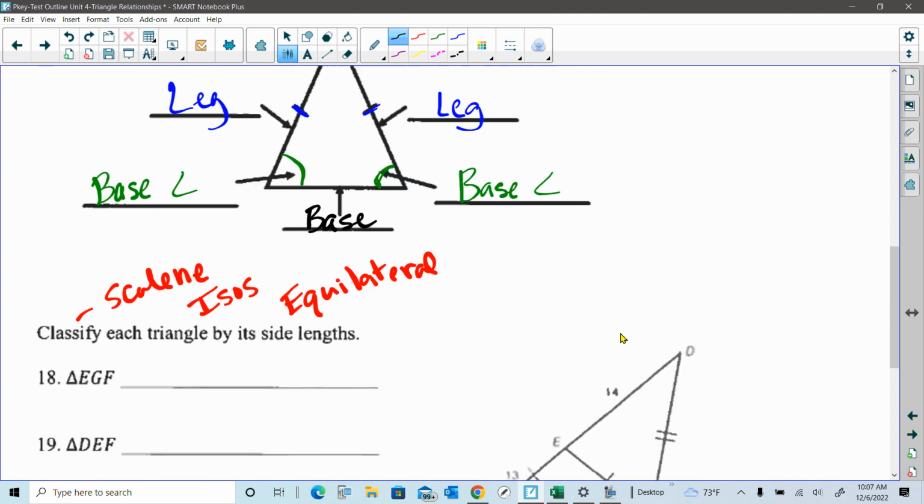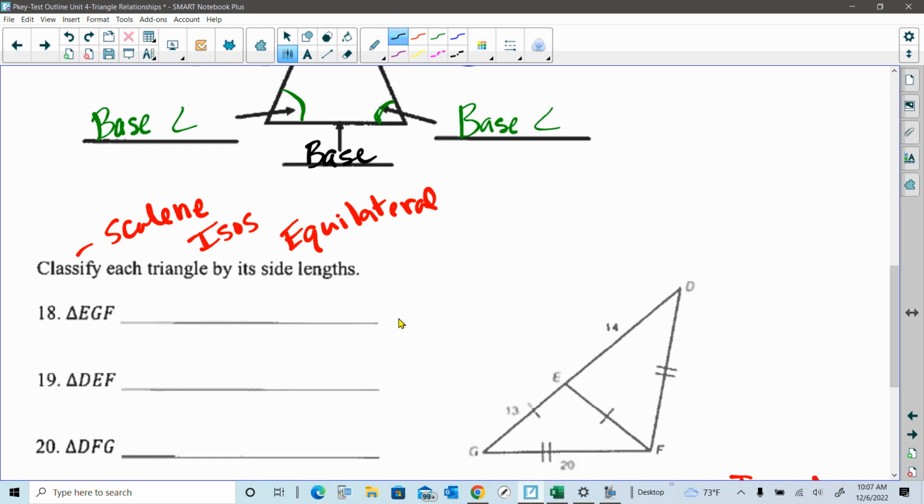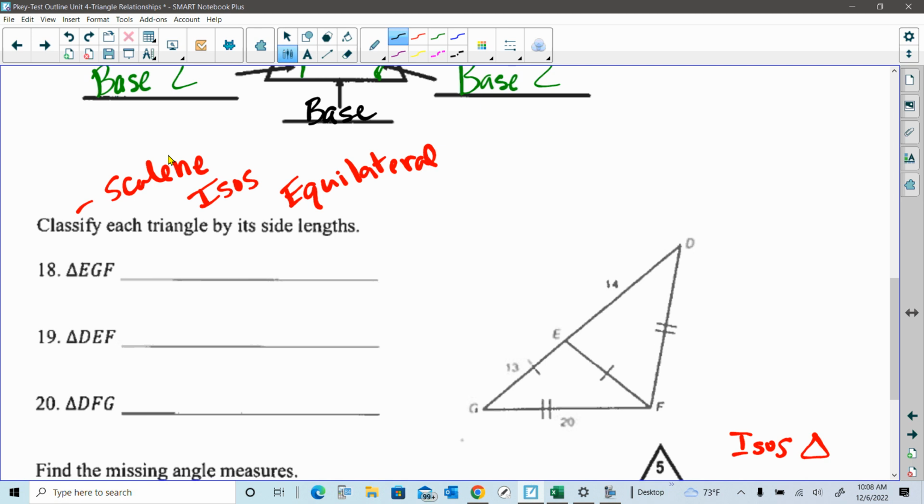All right. Make sure you can classify. So there are 3 questions on just classifying triangles. So there's no real work. You just have to show you know the term and you can identify it on a diagram. So make sure you know what a scalene triangle is. That means you have no congruent sides. Isosceles has 2 congruent. Equilateral has 3 congruent.